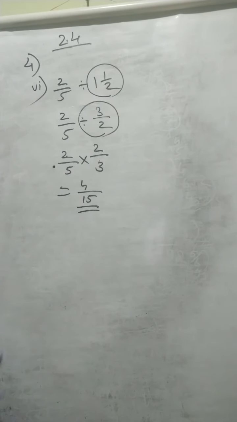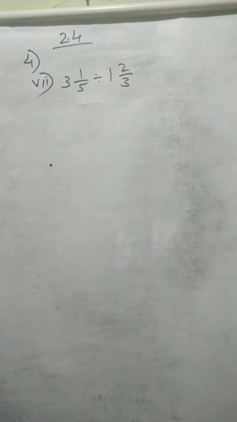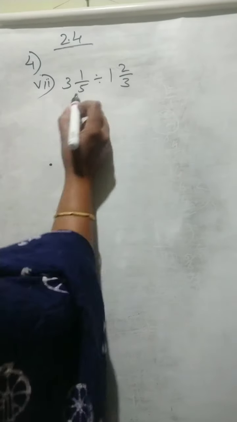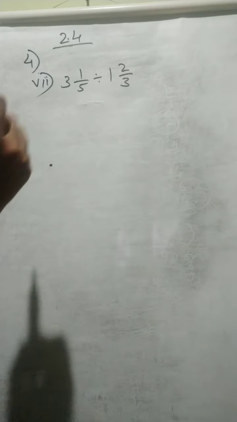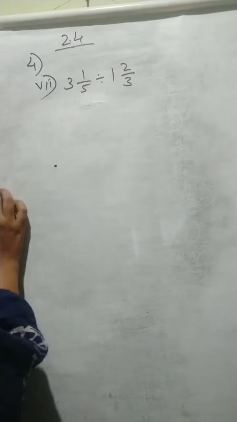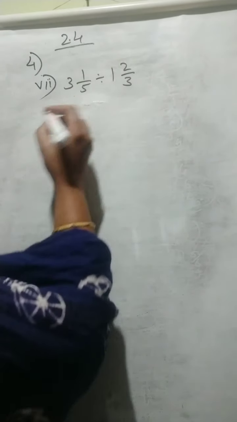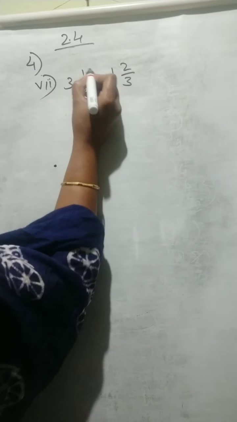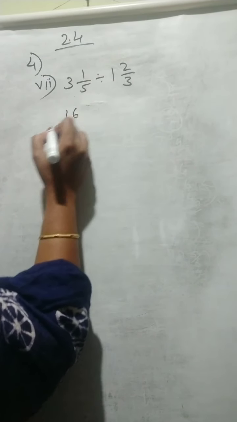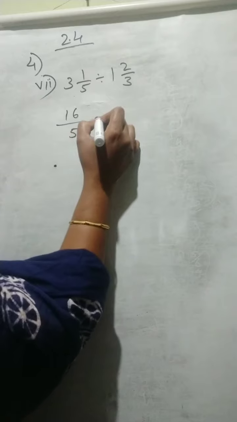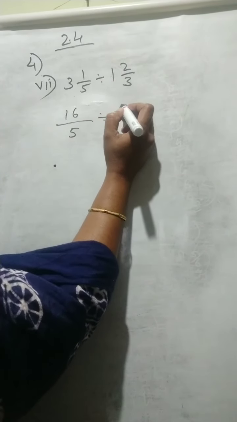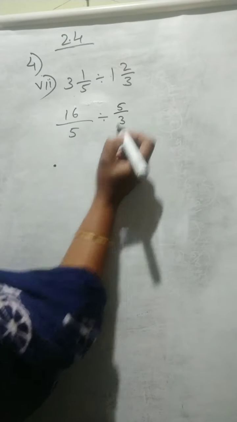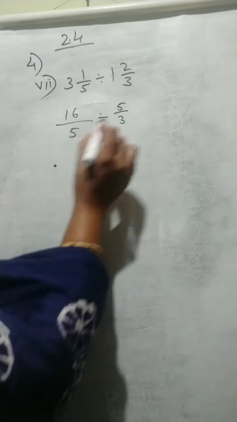Then the next question is, both numbers are mixed. So what can we do? We have to convert both numbers into improper fractions. So 3 5s are 15. 15 plus 1, 16. 16 on 5 divided by 1 times 3, 3. 3 plus 2, 5. 5 on 3. Then multiply with the reciprocal of the divisor.